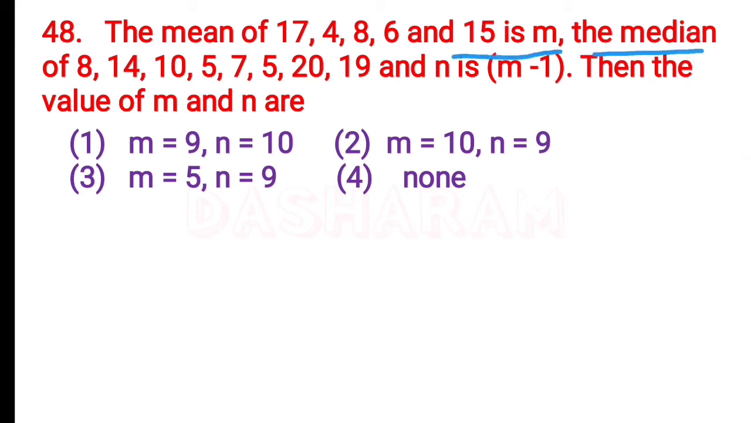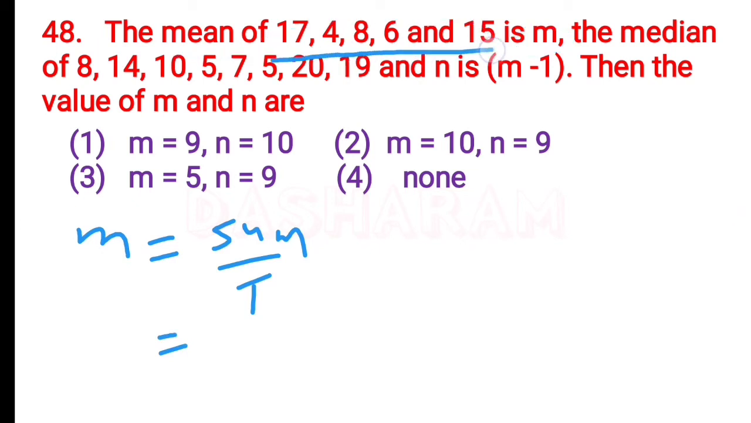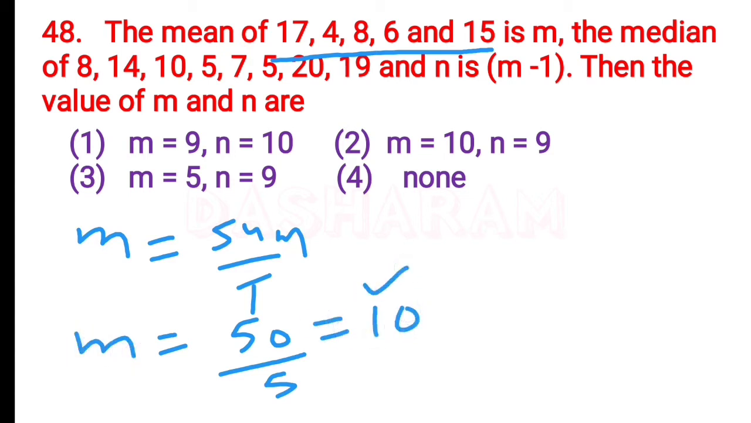Next, the 48th question: the mean of 17, 4, 8, 6 and 15 is m. The median of 8, 14, 10, 5, 7, 5, 20, 19 and n is m minus 1. Then the values of m and n are? Let's find the m value. The mean of these numbers is the m value, and mean is the sum of observations divided by the total number of observations. The sum of these numbers is 50, divided by 5 observations, 50 by 5 equals 10. So the m value is 10.